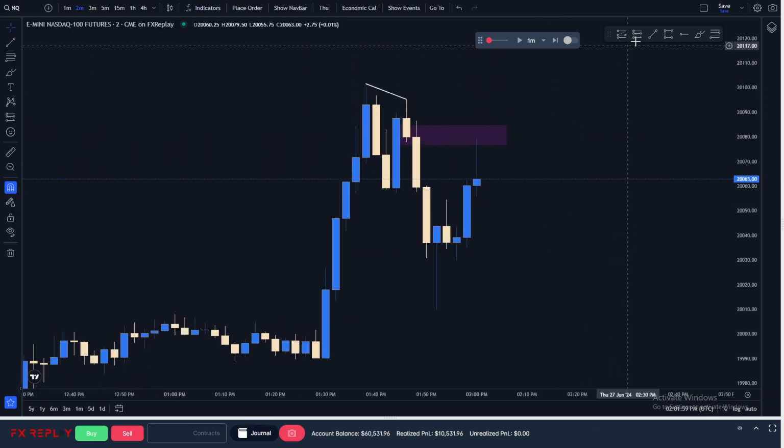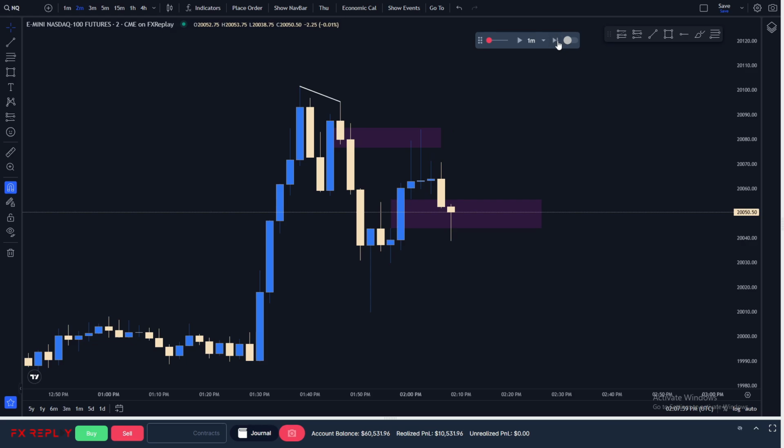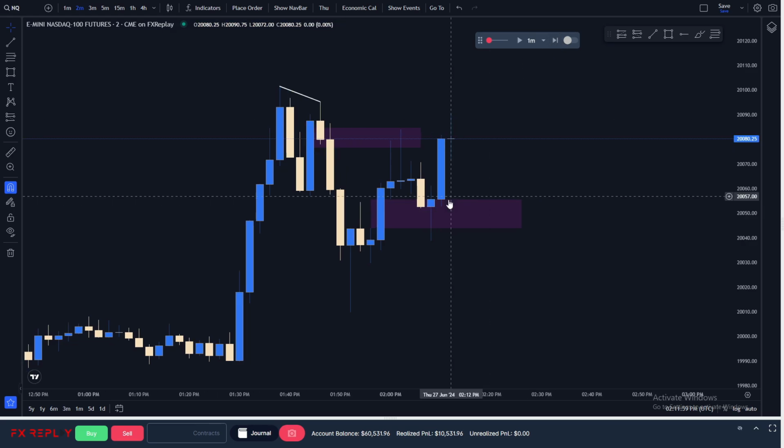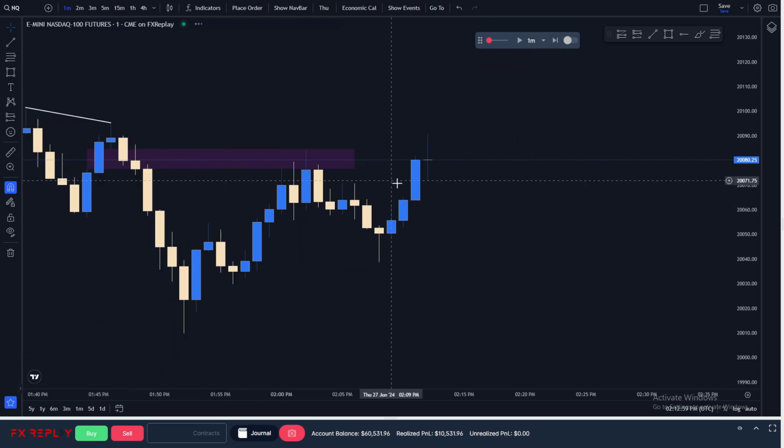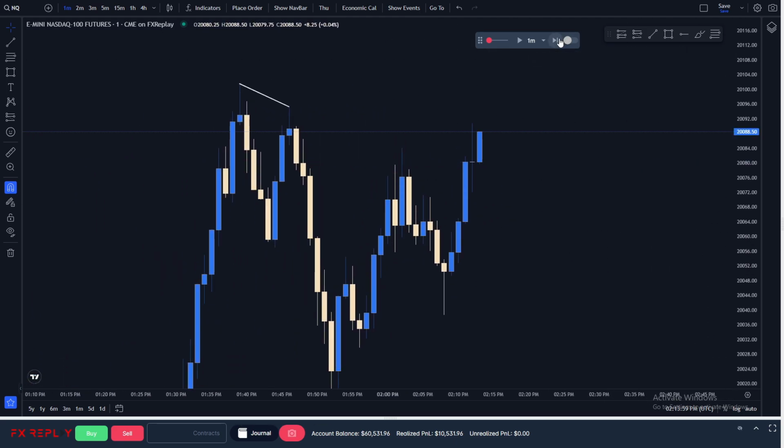Okay, we have a 2 minute right here. Still going off the SMT. I like this short. If we get good momentum, it's good. Okay, so I'm just gonna remove this. We have another fair value gap that formed. So what we want to be doing is looking for just more fair value gaps to form.